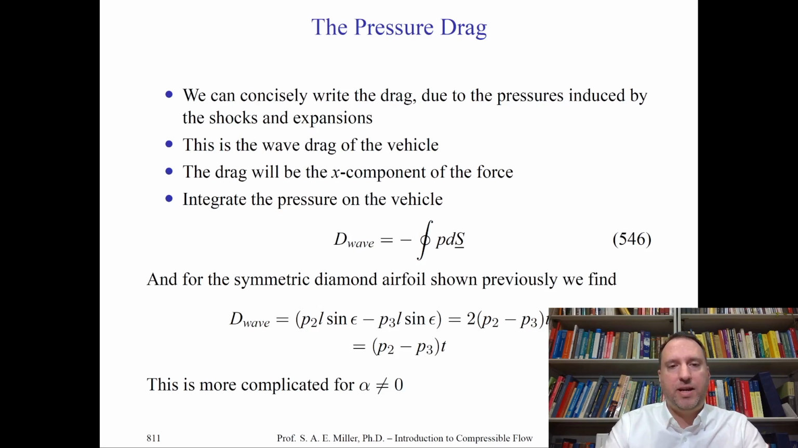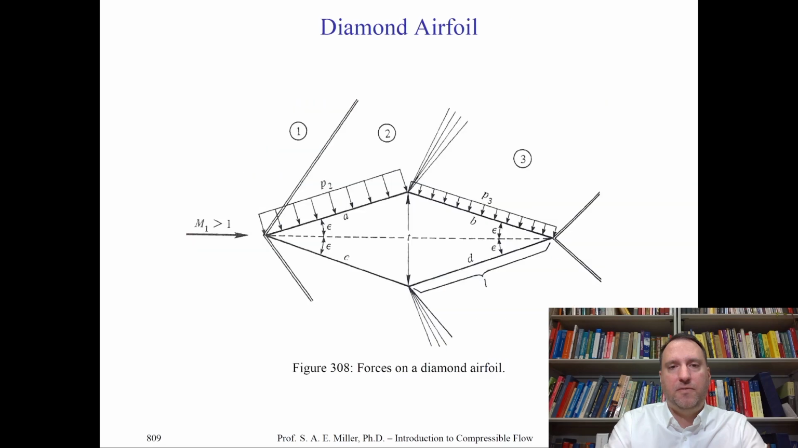We'll write the wave drag goes as the pressure on 2 times its length times sine epsilon, which will project the pressure as a force over the area in the x direction, the streamwise direction, minus the pressure on 3 times the length times sine epsilon, which projects it, of course, in the opposite direction. We can then simplify and move out sine epsilon and write 2 times p2 minus p3 times the thickness over 2. So, of course, we're writing L sine epsilon as the thickness over 2. You can see this operation through trigonometry of the figure in 308 of the slide deck. Take a second and do that.